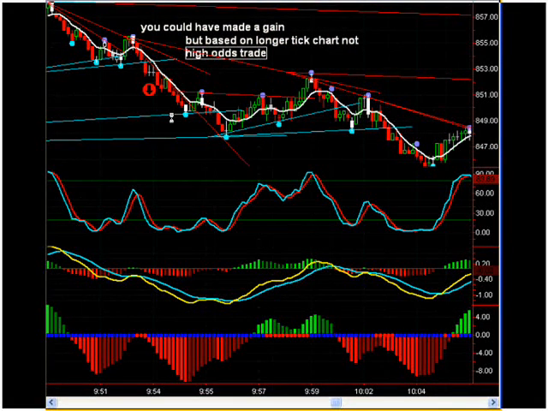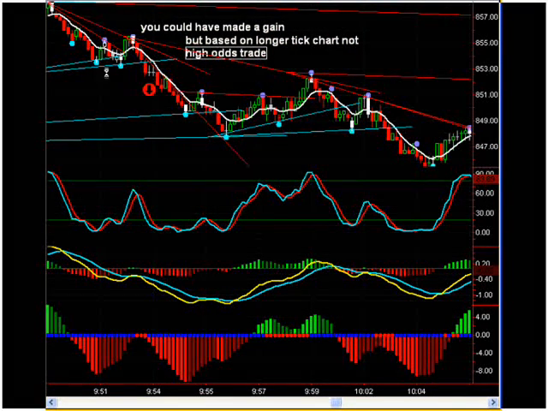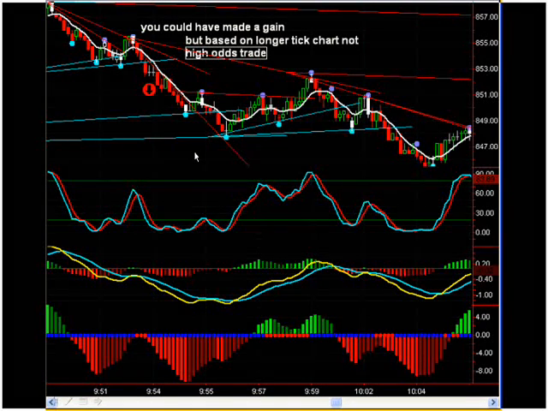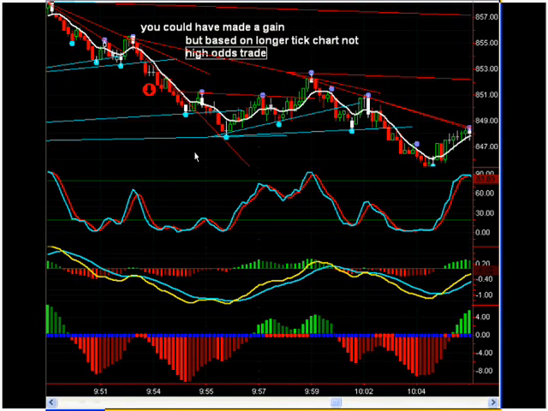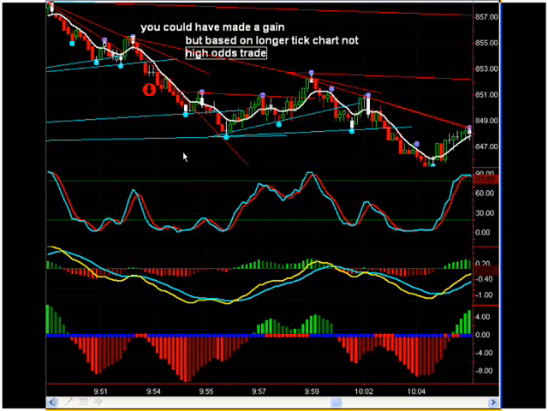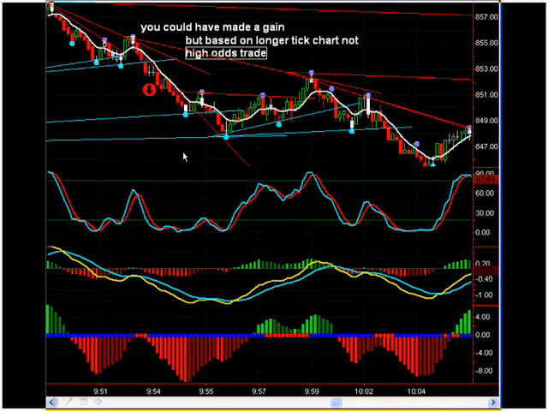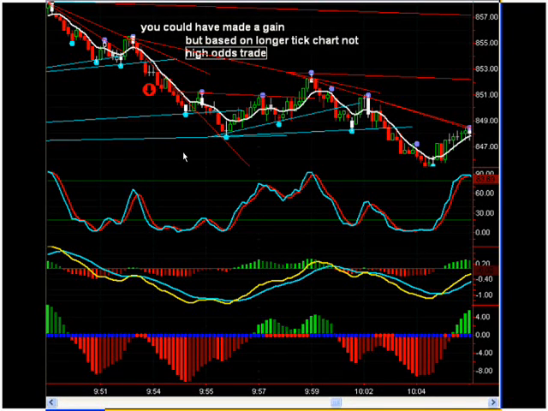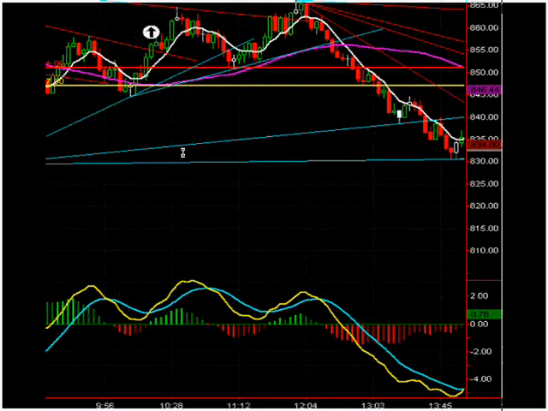However, you'll see here on the smaller tick chart that if you chose to take the entry off the smaller tick chart, because you did have confirmation and you certainly could have done it, you would have had a small gain. So it still would have worked out, but I choose not to take those trades because they aren't high odds trades. But it still would have been successful, and you still had confirmation, and again, my choice.